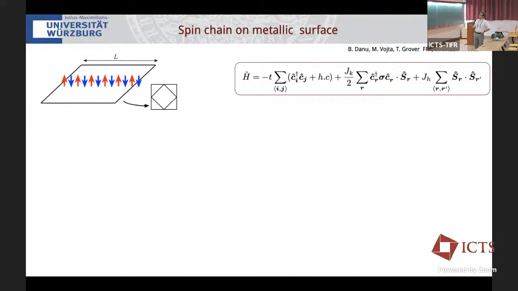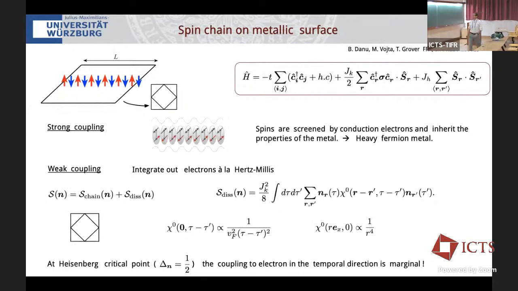And so let's start. This is my spin chain on a Fermi surface, and then I can start looking at limiting cases. So the limiting case where J_H is going to be a constant, and I'm going to vary just J_K. If J_K gets very big, right, then I will form some Kondo singlets between the localized spins and the conduction electrons, and it's not really a trivial phase, but we can understand this phase pretty well. The spins are screened by the conduction electrons, and they will inherit the properties of the metal host, right? So this will be my heavy fermion metal. So this strong coupling phase is rather easy to understand.